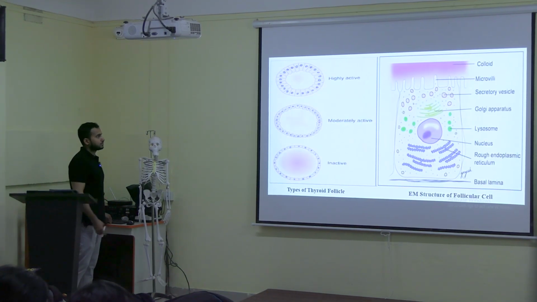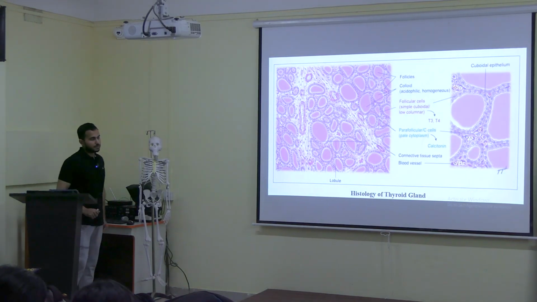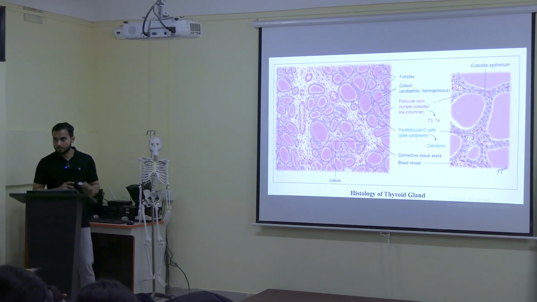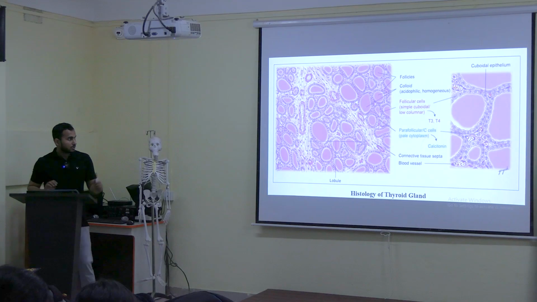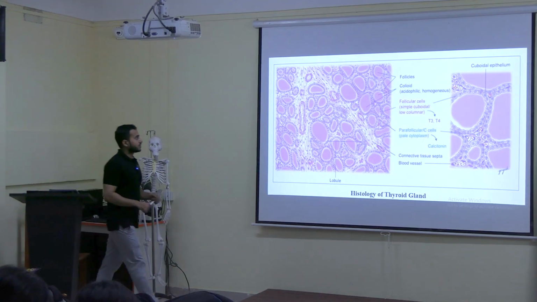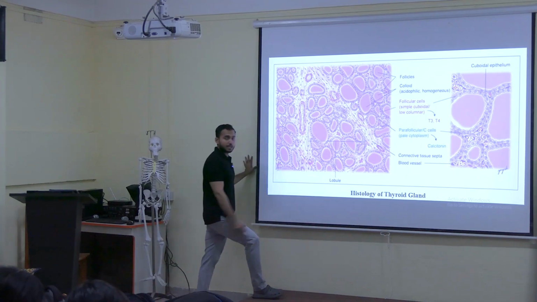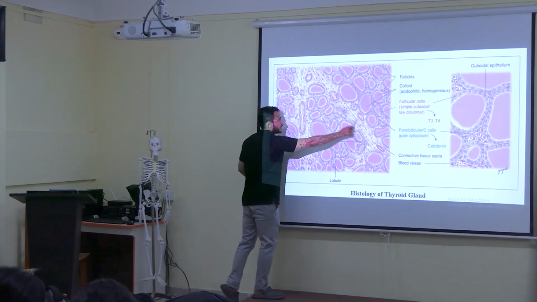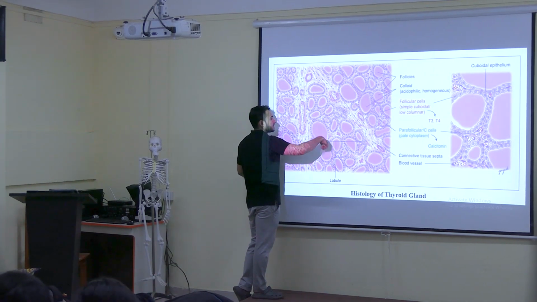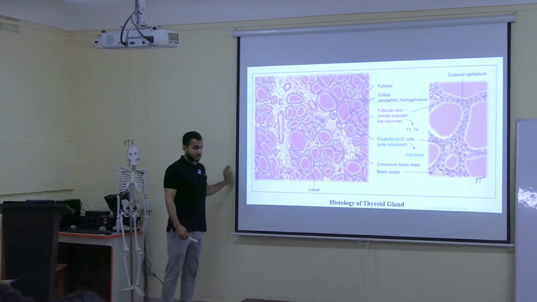This I have already shown you. This is the schematic diagram of the thyroid gland, which you have to draw in the practical notebook. So what is visible here? First of all, you can see the connective tissue septa. This is one septa. In between the septa, you can see this is one lobule.